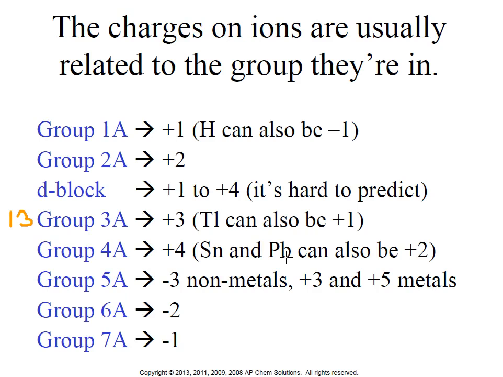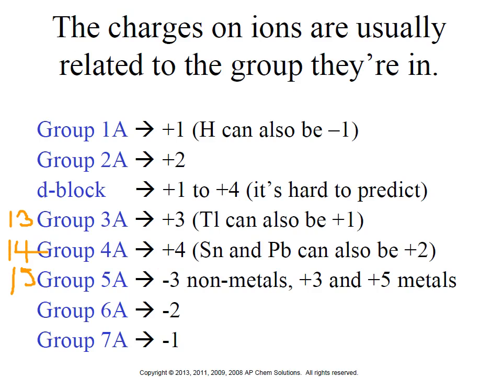Tellurium is an exception here, and it can be +1. In group 4A, which we would call group 14, like where carbon and those elements are, commonly +4, but tin and lead can also be +2. And the nonmetals in that group, they're going to form covalent bonds. So the nonmetals in group 14 really don't have a +4 charge or any charge for that matter. In group 15, these nonmetals are going to have a -3 charge because they have 5 valence electrons. So they're going to gain 3 electrons so that they then have 8 valence electrons.